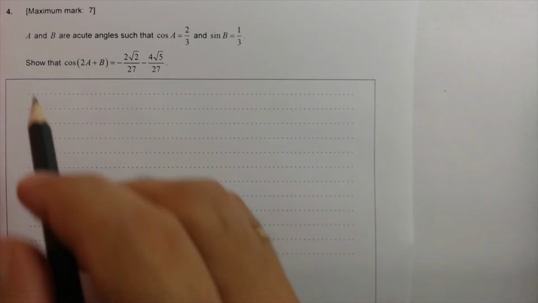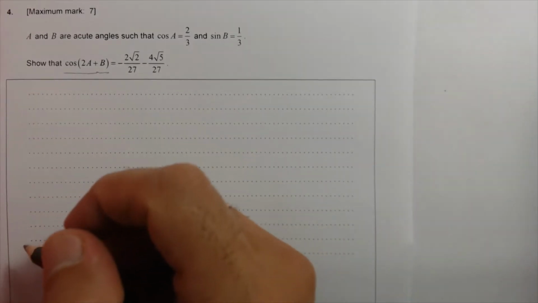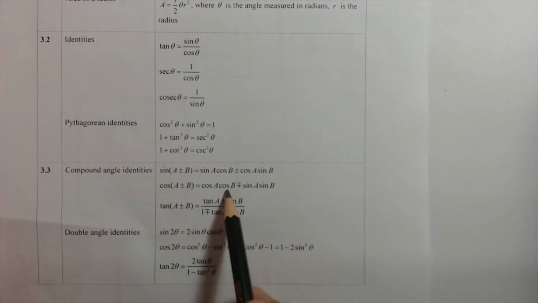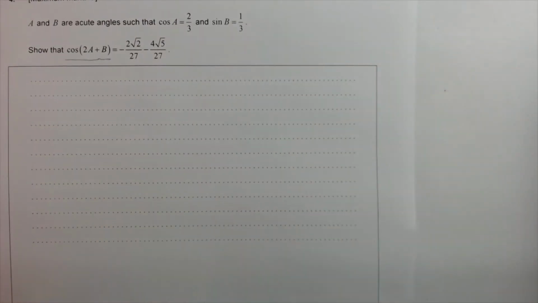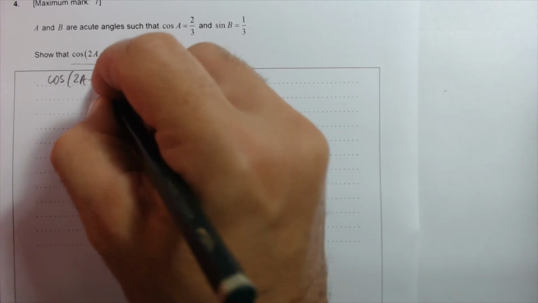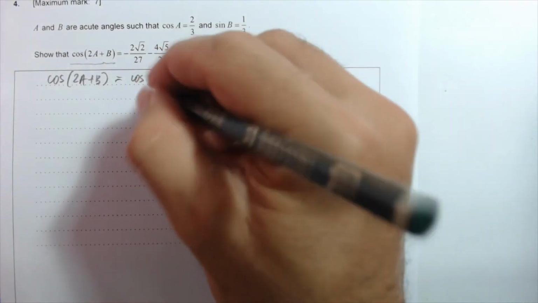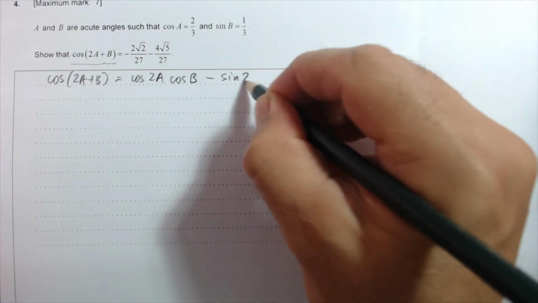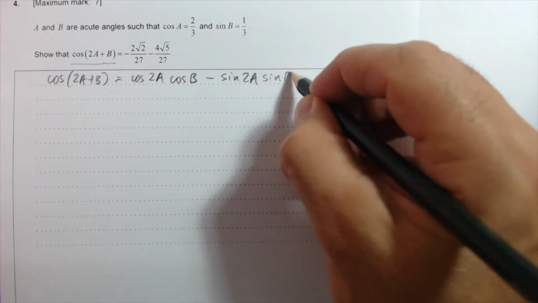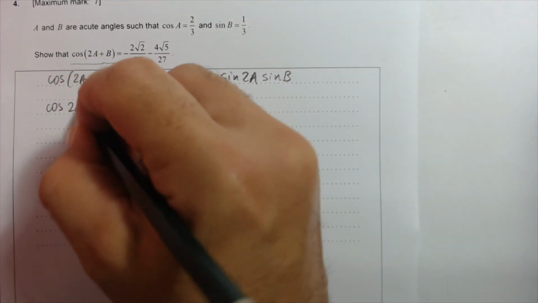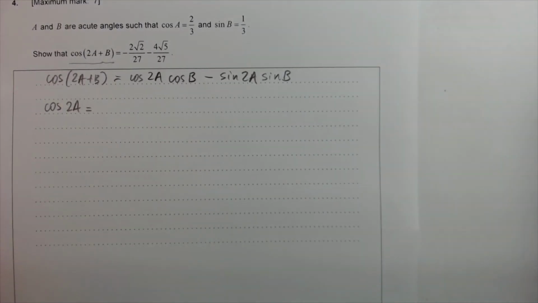To solve this question, we need to get this expression and use compound angle identities. In this case, we're going to use cos(A+B) = cos A cos B − sin A sin B. And here we can write that cos(2A+B) is going to be equal to cos 2A cos B − sin 2A sin B. We need to find cos 2A. To find cos 2A, I'm going to use a double angle identity.